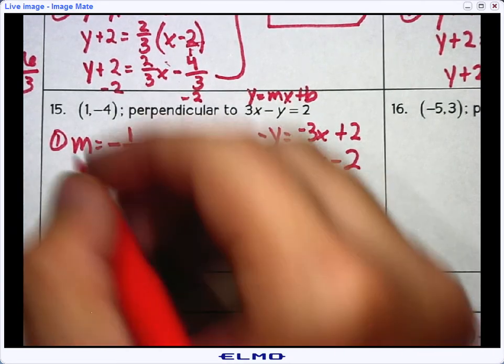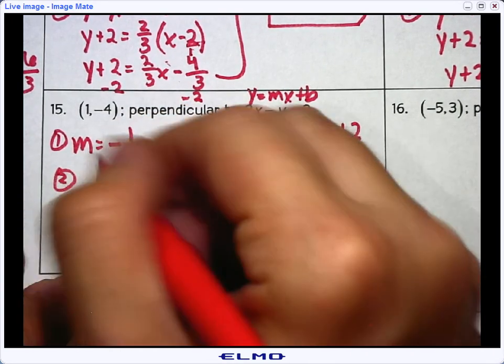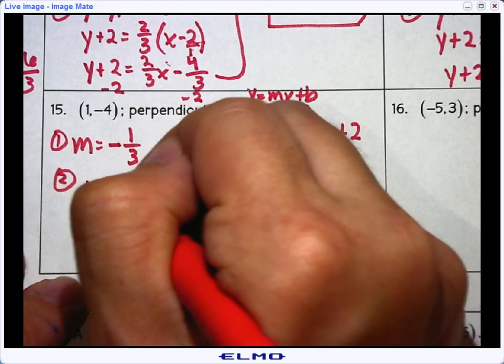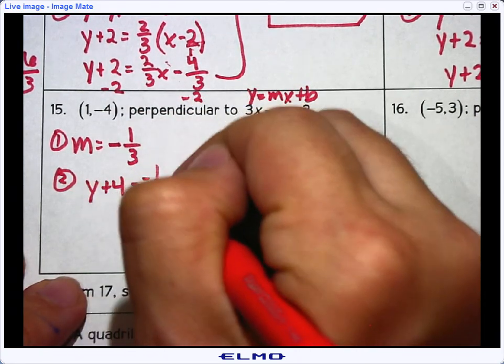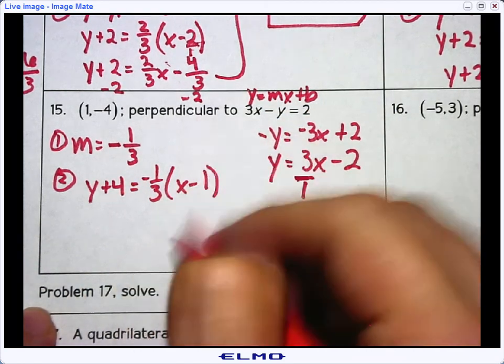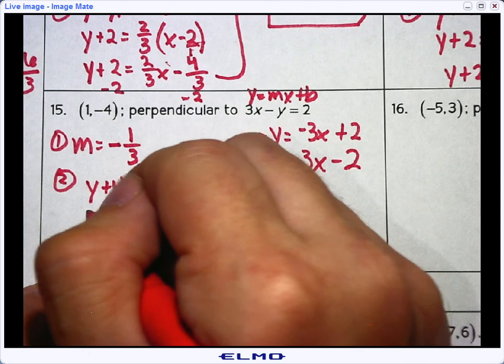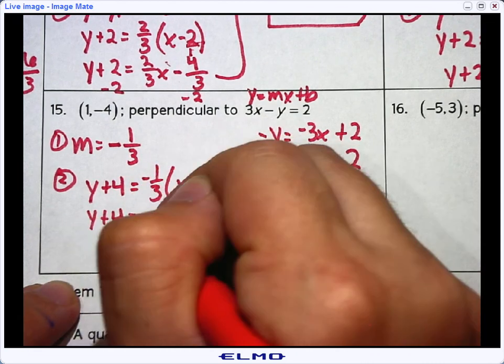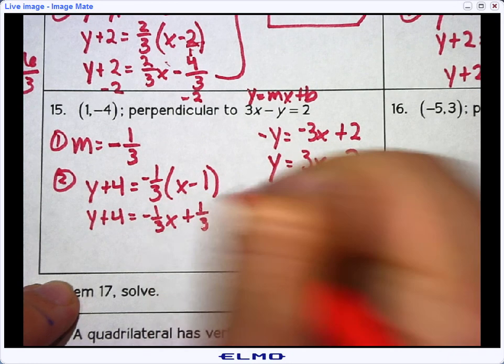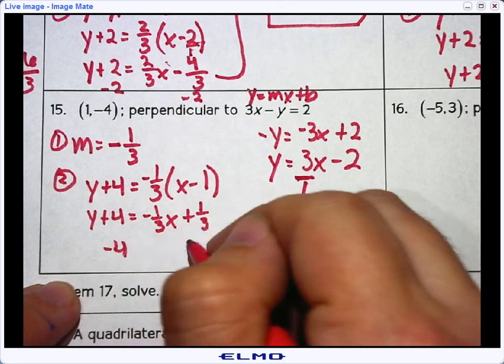All right, now we're ready to put it into point slope form. So we would have y minus negative 4, which is y plus 4, equals negative 1/3 times x minus 1. Distribute your negative 1/3, you get y plus 4 equals negative 1/3 x plus 1/3. We've got to subtract 4.